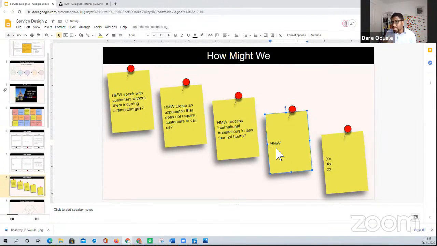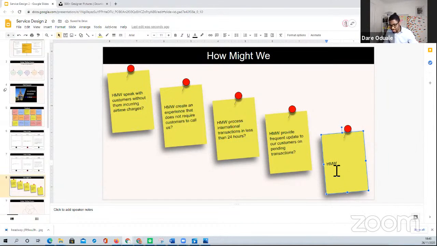How might we provide frequent updates to our customers on pending transactions? We can also go, somebody give me one more question. I've been typing all the how might we questions myself. I need some more. How might we provide faster service delivery to our customers?